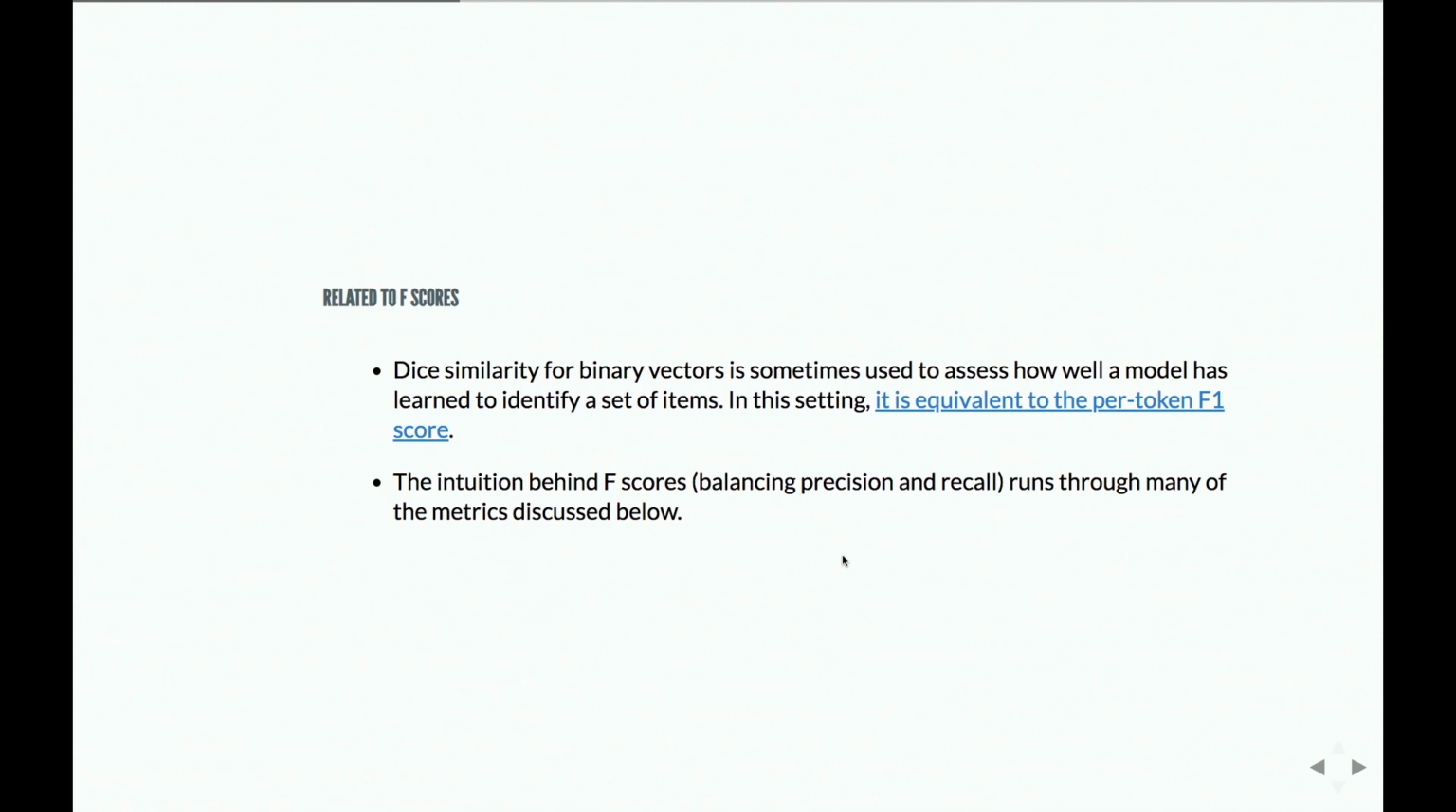Related to F-scores, so dice similarity for binary vectors, which you might remember from the first unit, is often used to assess how well a model's predictions align in a set-theoretic way. That's equivalent to F1, especially if you think on a per-token basis for a vector of predictions. And then, as I said, the intuition of F-scores is common.